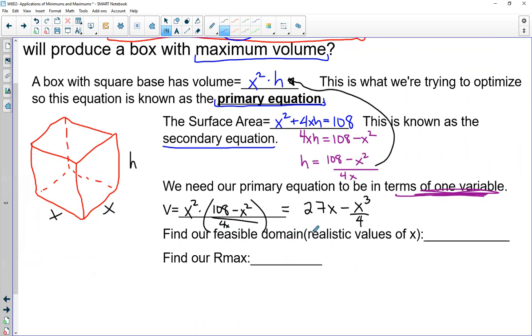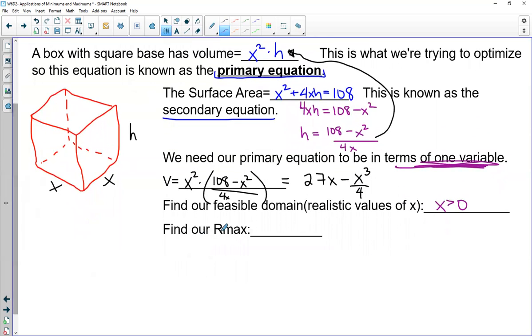A feasible domain is all the realistic values of x. In this case, x can realistically be any number larger than 0. We can't have a side of a box be 0 or a negative value, so all of our realistic values in this domain will be greater than 0. So, taking our volume function, we're going to find our relative maximum.